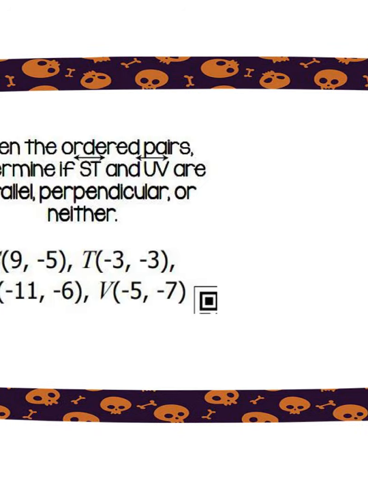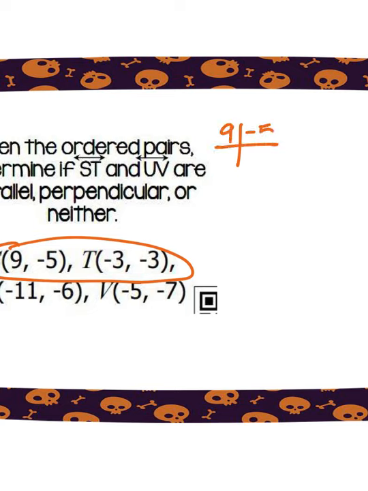All right. Here's our first set. I would like for you to write down these ordered pairs. If you would like, you can write them as like a little table, which is what I've been doing today, just to kind of set them up for slope. So 9, -5, -3, -3, so that we have it to find our slope. And you can do the same thing with the other set. -11, -6, -5, -7.